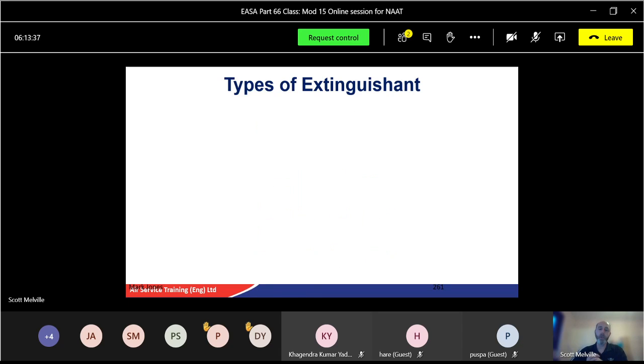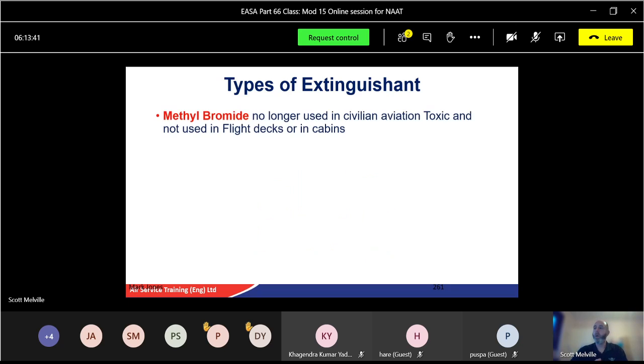The types of extinguishant you might find inside the extinguisher. Methyl bromide used to be in aircraft in my days. It'd be like a sort of purpley coloured type container. No longer used in civilian aviation. It's very toxic, so no point using it in a flight deck or cabin because it'll just suffocate the pilots, and then you won't have to worry about fire. You just have to worry about the aircraft crashing.